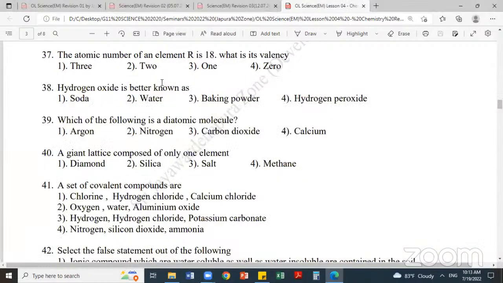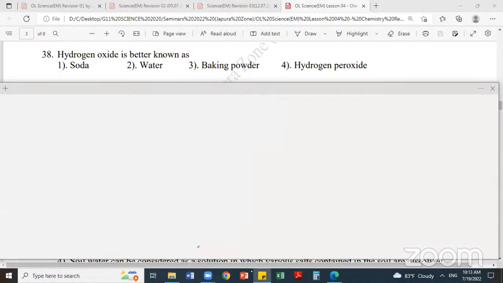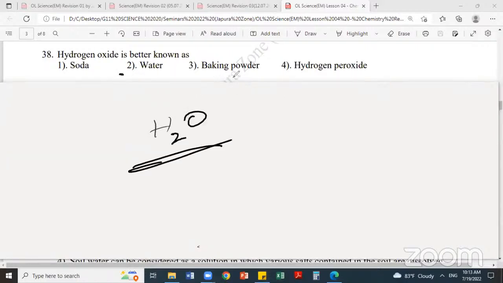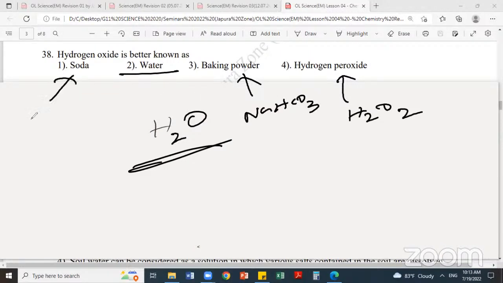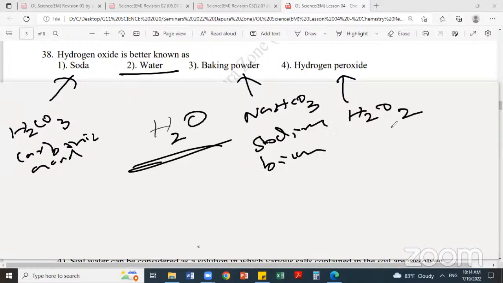Hydrogen oxide is better known as. What is the oxide of hydrogen? H2O. Hydrogen is H, oxide is O, so H2O. Can you please write the formula of the others also? Hydrogen peroxide is H2O2. Baking powder is sodium bicarbonate. Soda water contains carbonic acid, H2CO3. Hydrogen peroxide is used to prepare oxygen gas in the laboratory. The question number 38 answer is second.